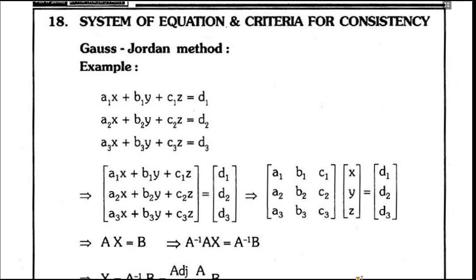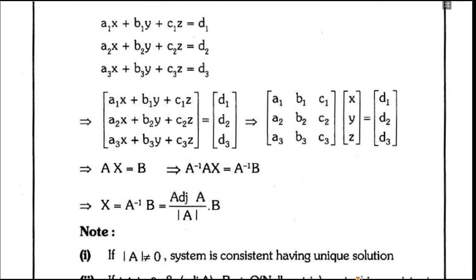Example: a1x plus b1y plus c1z equals d1 for a 3-variable system. You can apply it similarly for a 2-variable system also. For 3 variables we have 3 equations: a1x plus b1y plus c1z equals d1, a2x plus b2y plus c2z equals d2, a3x plus b3y plus c3z equals d3. How will you write this? You have to write AX equals B.